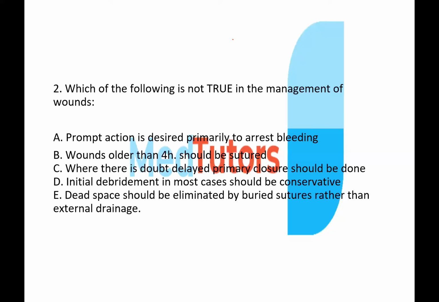B is true or false? Where there is doubt, delayed primary closure should be done. Where there is doubt, what is delayed primary closure? What is delayed primary closure?